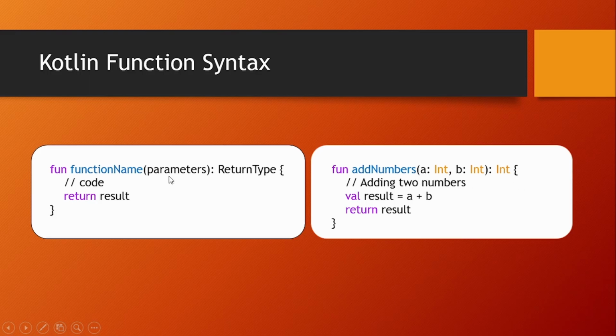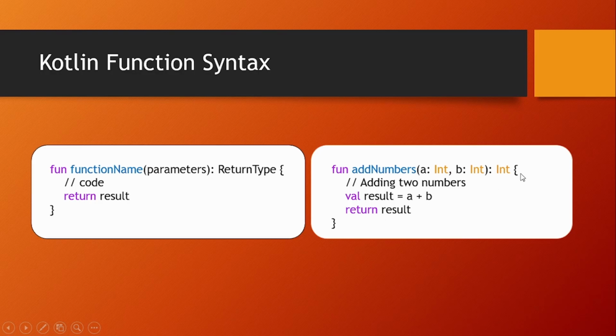Then you have to write its parameters. If you want to pass any value to that function, you have to write parameters like a, b, and you should declare the type. It can be integer, string, boolean, or you can write a user defined data type. Here you should write its return type. Here I have written integer. Again, you can write boolean, string, or any data type you want this function to return for you.